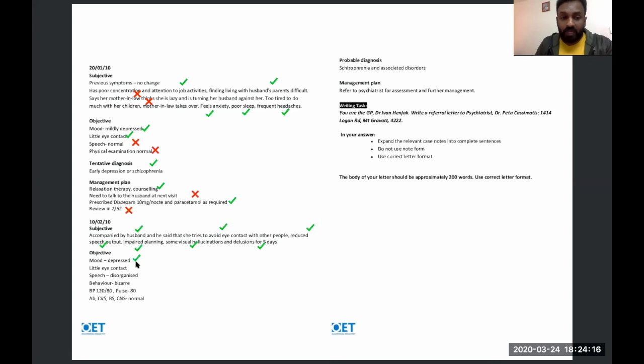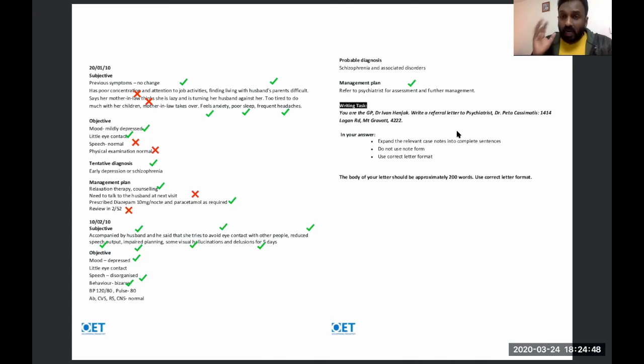Mood is completely depressed. Little eye contact. Either you can write in this paragraph again, even if you don't want to repeat it, it's completely fine. Even if you don't repeat it, speech is disorganized, behavior is bizarre. BP and pulse and CNS, CVS is normal, hence we don't need this. This probable diagnosis, we already wrote this in the first paragraph, so don't repeat it. So in view of the above, she would require further assessment and management from your facility. Then you can close it. If you need any further clarification, please do not hesitate to contact me. This will make things very clear for you.